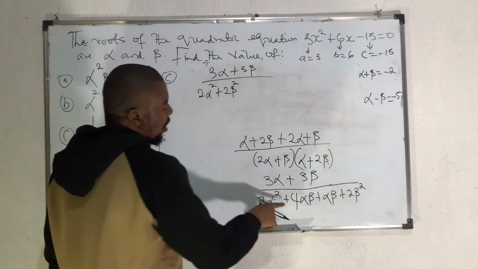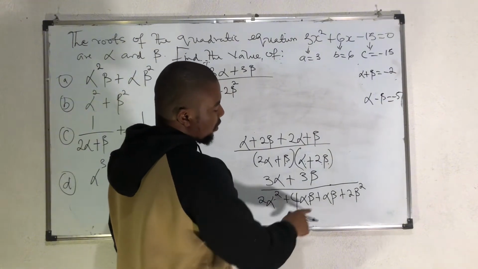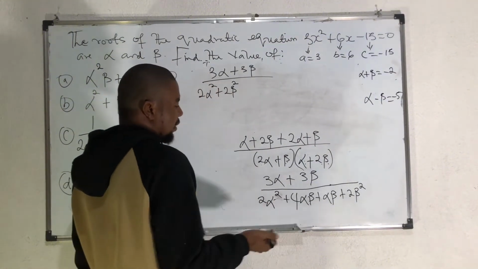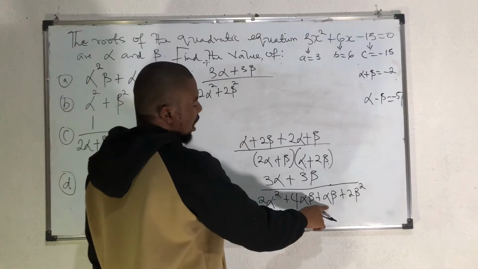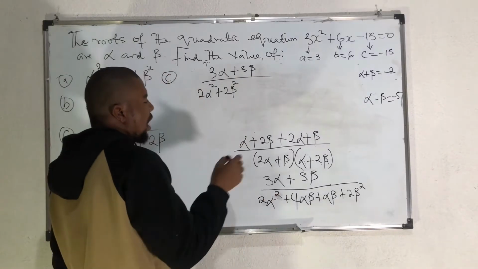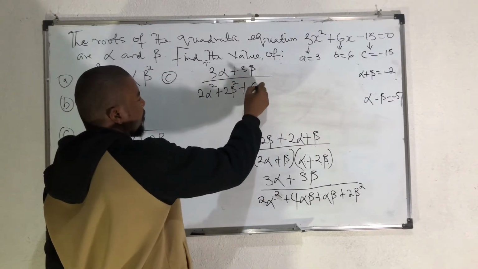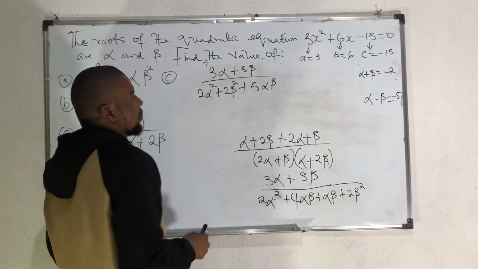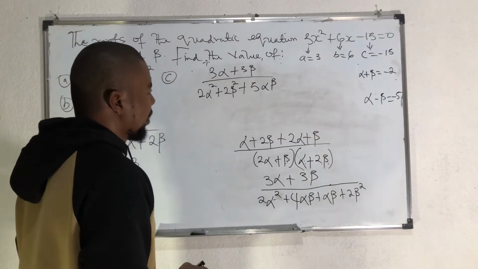And next up, we have 4 alpha beta plus alpha beta. They are also like terms, right? 4 alpha beta plus alpha beta will give you 5 alpha beta. Here we have 5 alpha beta. Next up, what do you do here?